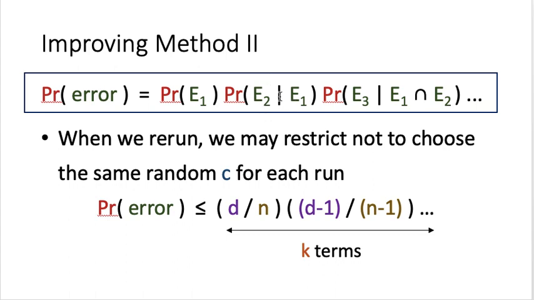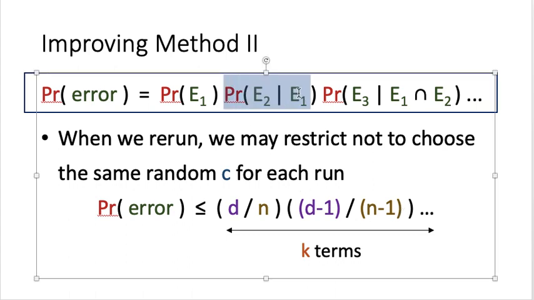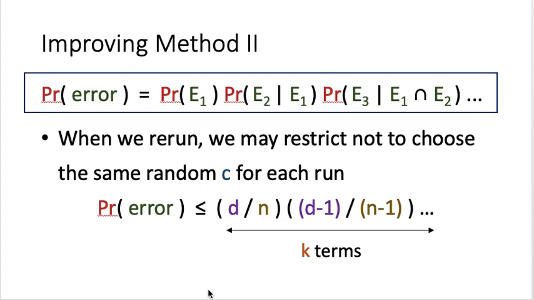So the chance for the next round to get a bad number is that there are only d minus 1 bad numbers left in the whole world, and we are selecting a number from n minus 1 remaining numbers. So the chance, using a similar idea, is less than or equal to this number. So we have d minus 1 over n minus 1 here, and the next term is d minus 2 over n minus 2, and so on and so forth. There are k terms. So this is the case where we are not allowed to choose the same number again and again.